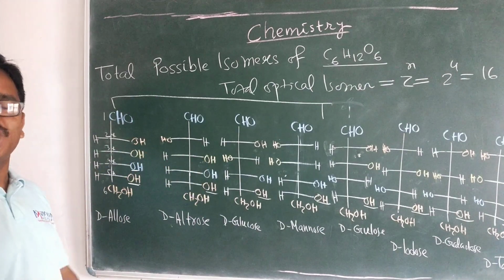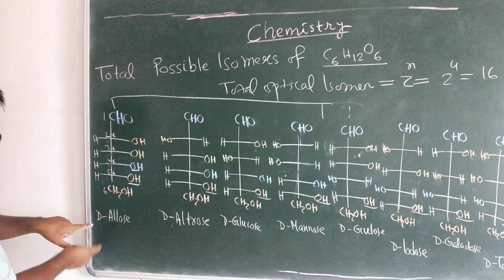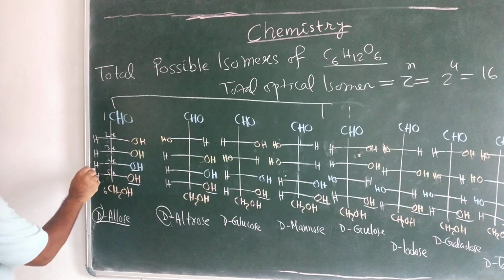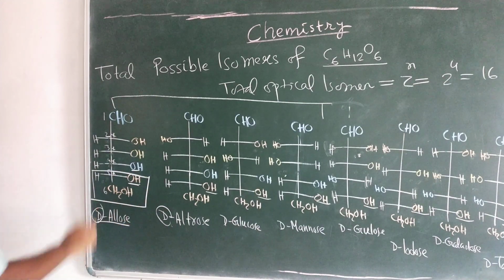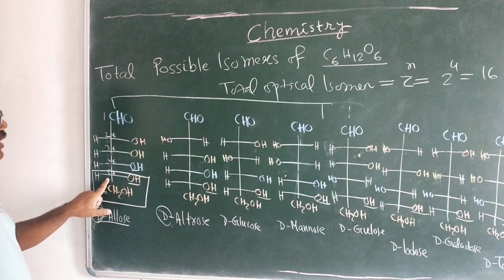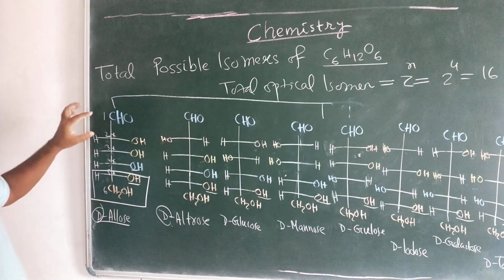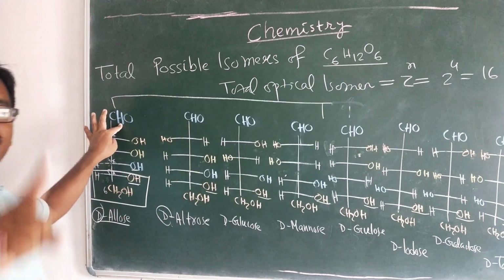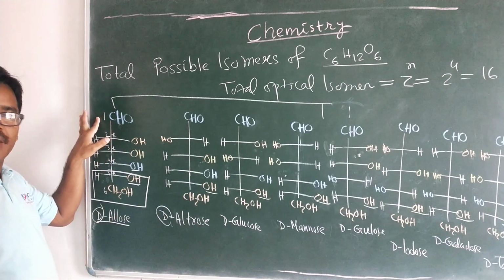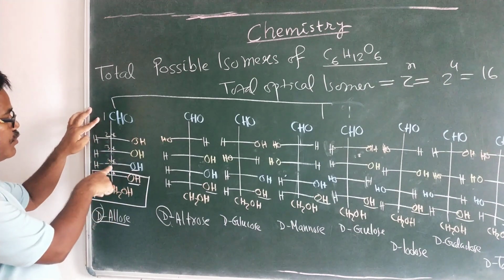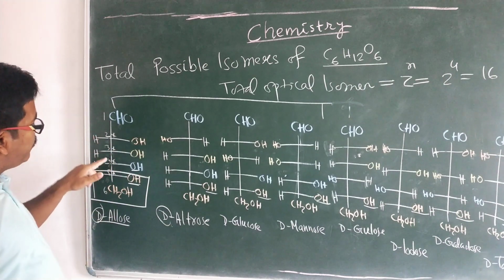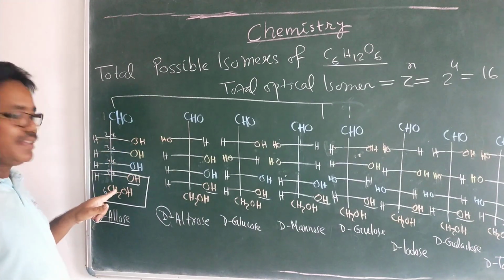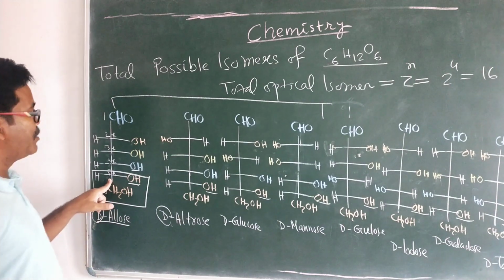Now what about the remaining 8 structures? These are all D structures; I have written here D allose, D. We know that carbon number 5 is the last chiral carbon. Why do I say the last chiral carbon? Because in naming, the CHO group always gets the higher priority, so this is number 1 and this is number 6, then 2, 3, 4, 5. Carbon numbers 2, 3, 4, 5 are called chiral carbons because they are attached to 4 different groups. That's why I say carbon number 5 is the last chiral carbon.